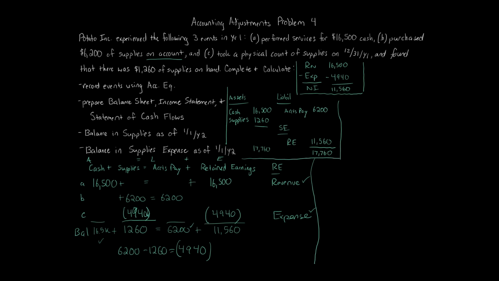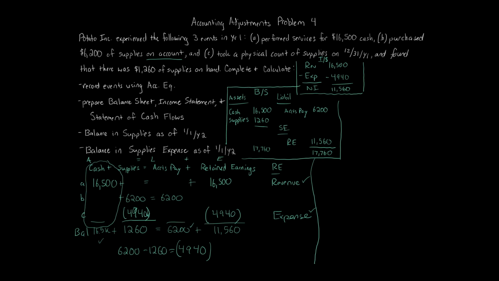So we're going to separate that. So that was our balance sheet, and our income statement already. Now we're going to move on to our statement of cash flows. When we do the statement of cash flows using our accounting equation, all you have to do is focus on the cash column.